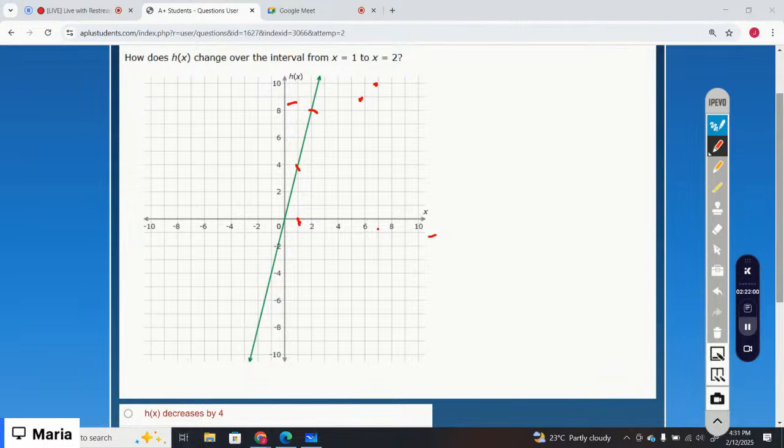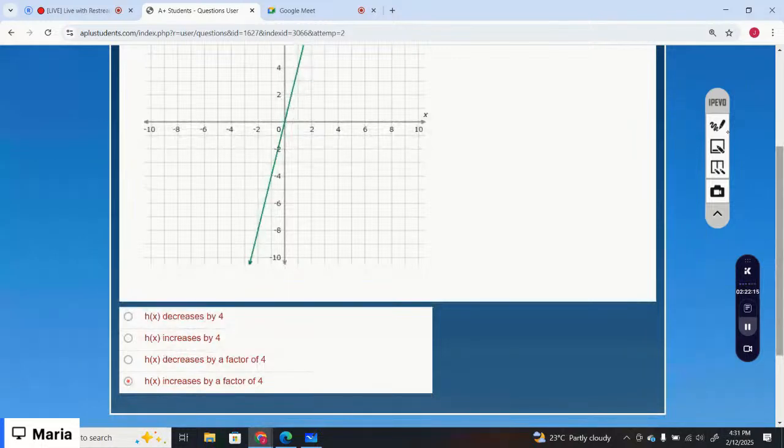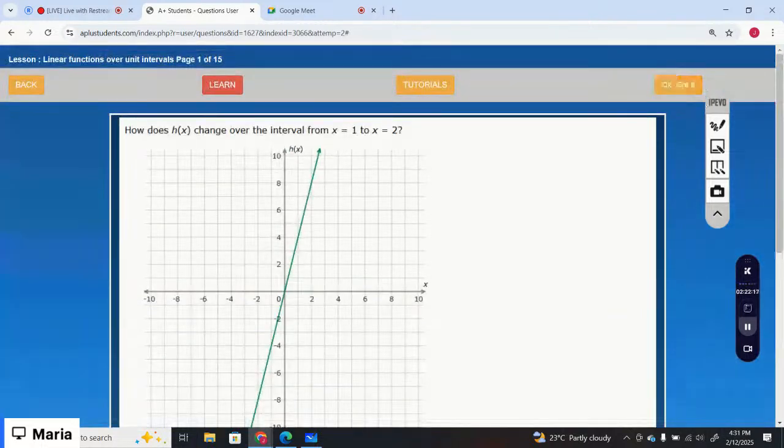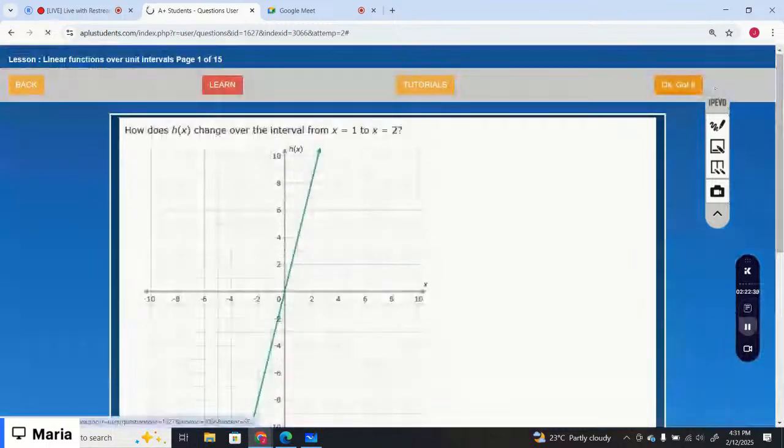The correct option is the one that says h of x increases by 4. Option number 4 is the correct option. The function is increasing by 4, not by a factor of 4, right? That is increasing by 4. Sorry.